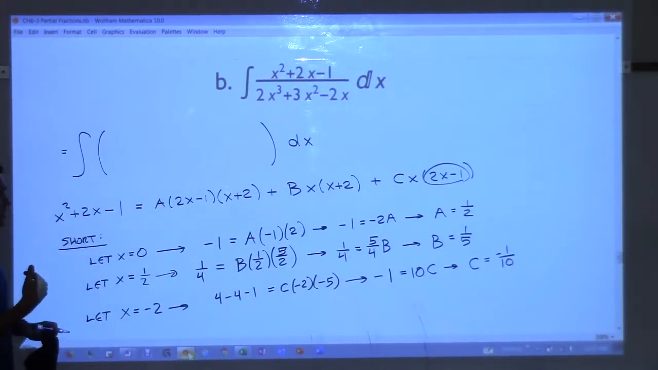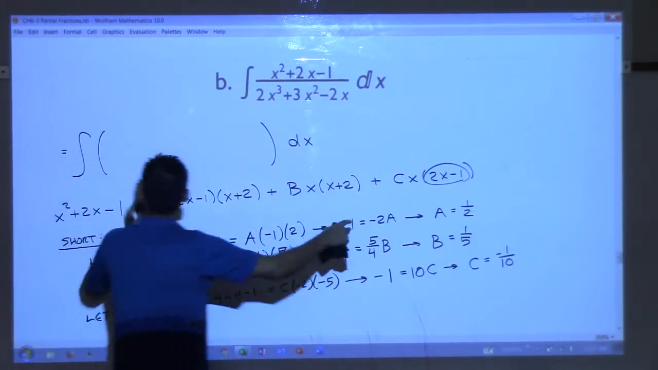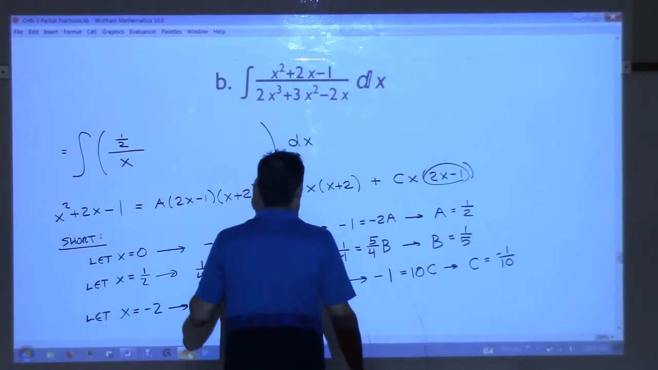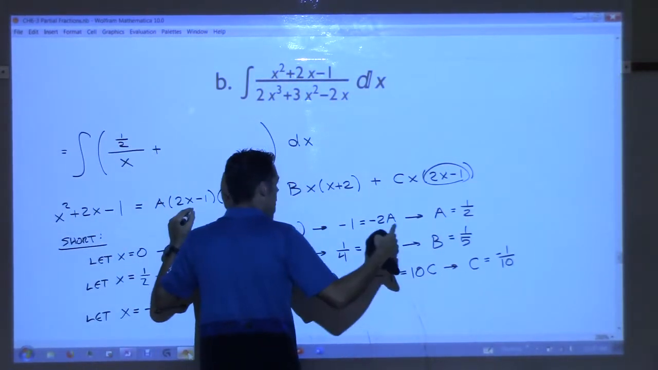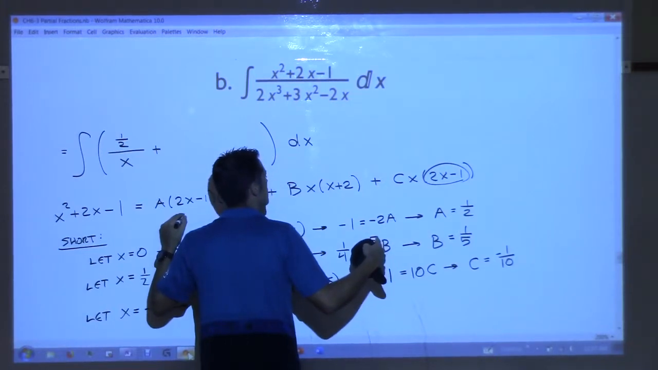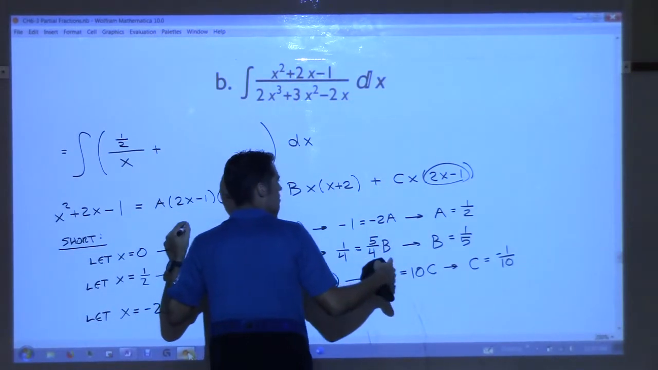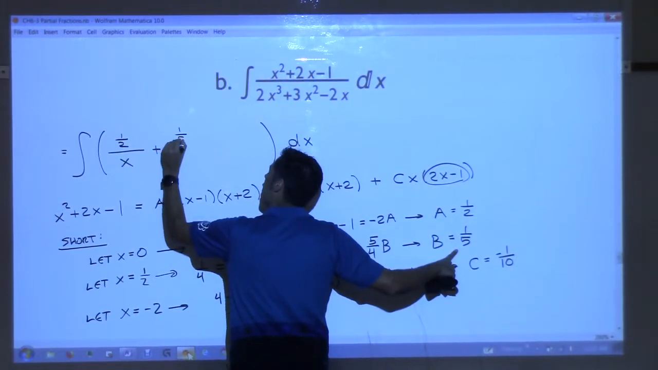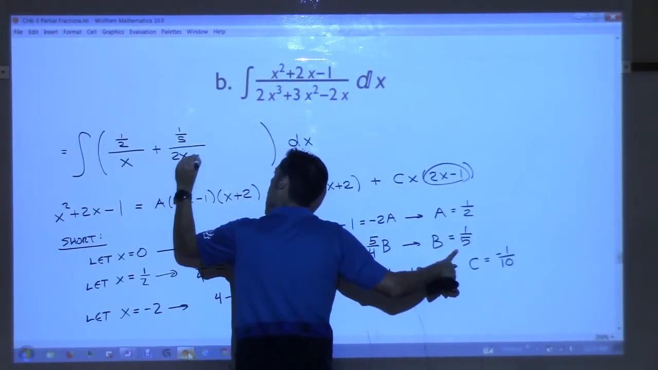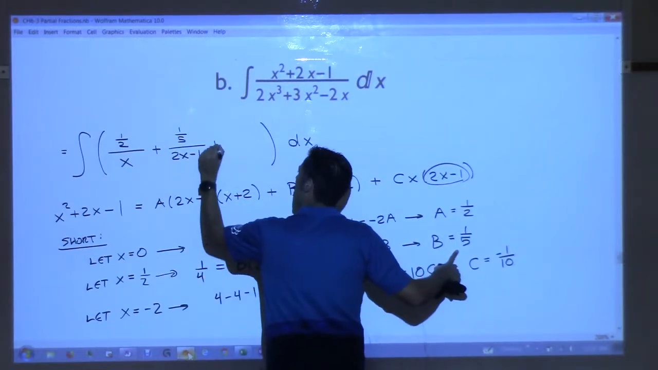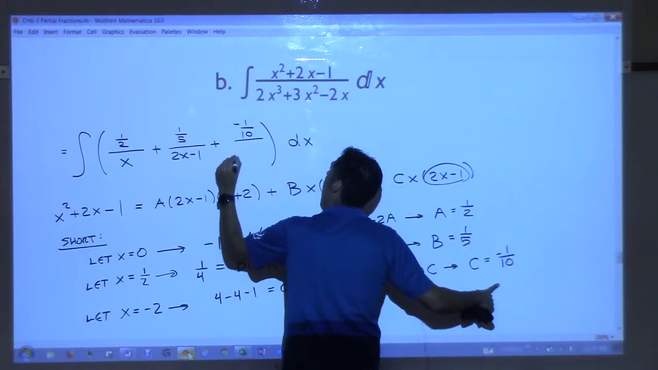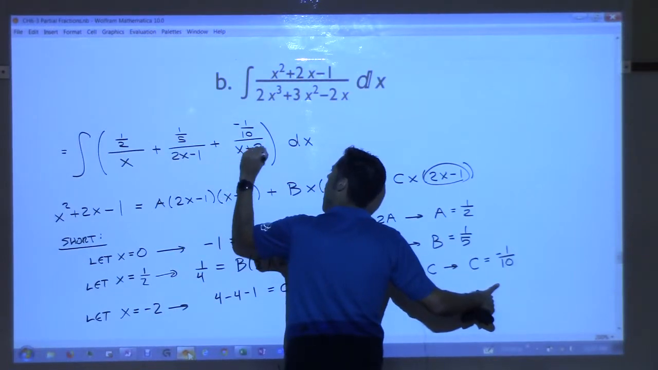What was a for us? 1/2. So 1/2 over x. I'm going to write it this way, even though it looks weird. And then plus b over 2x minus 1. You have to make sure you get these in the right place. So 1/5 over 2x minus 1. And then finally, c, which is negative 1/10, over the last one, which was x plus 2.